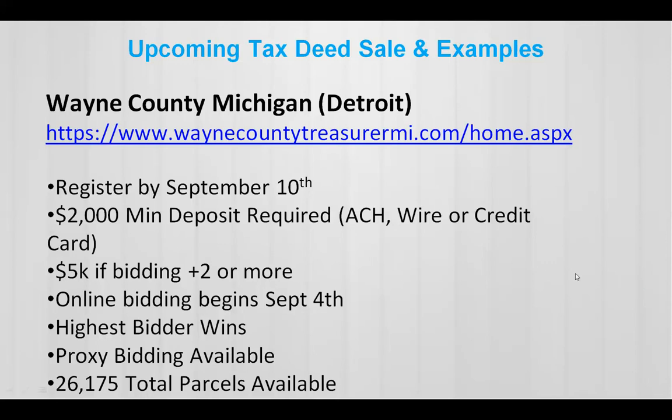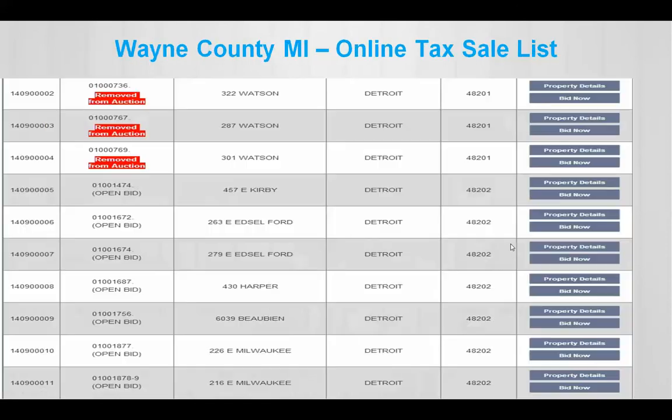Like I just said, there's about 26,000 parcels or properties available in Detroit. So research Detroit. I've got a lot of information on Detroit on our Facebook page. Check it out, taxsaleinvestors.com. And then again, we do spend some time out there.